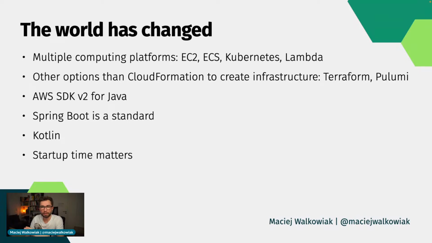Cloud computing exploded, and not only did AWS expand their service offerings, but also the whole ecosystem around AWS and Spring Boot just boomed. EC2 is not anymore the only way to run applications. There's also ECS, Kubernetes, and AWS Lambda. And CloudFormation, although it is still the default way to provision infrastructure, has some strong competitors, specifically Terraform, which is extremely popular. Also, AWS released a modern version of their SDK called AWS SDK v2 for Java.